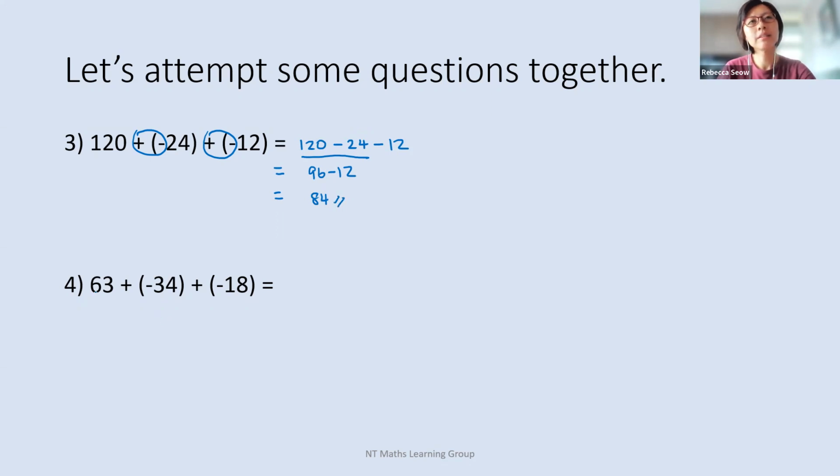The next one, 63, again, you take away a negative number and take away a second negative number. So if we put them together on the next line, it will be 63 minus 34 minus 18. And again, left to right. 29, take away 18. Answer is 11.